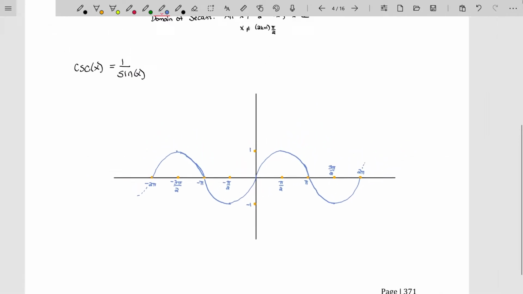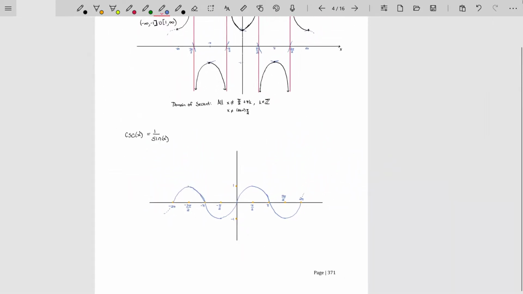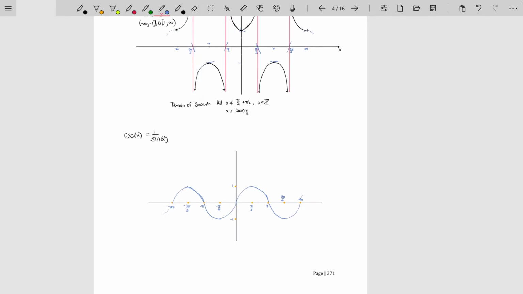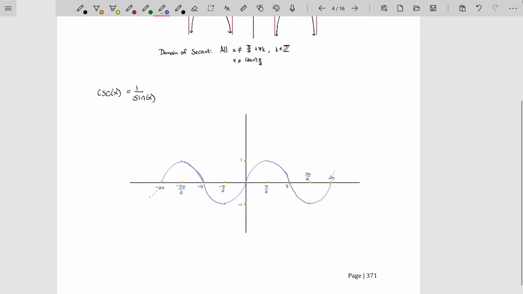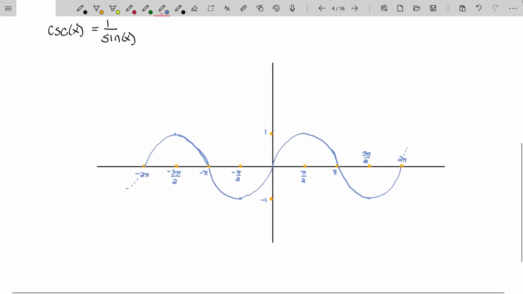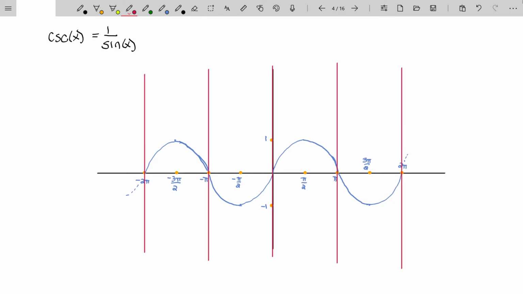By the way, that's exactly what we did with the cosine. Wherever it crossed the x-axis, we drew a vertical asymptote because that's where we got division by 0 for our secant. So in this case, the cosecant will have division by 0 whenever the sine crosses the x-axis. So let's go ahead and draw those in. There, all that red ink is our vertical asymptotes.